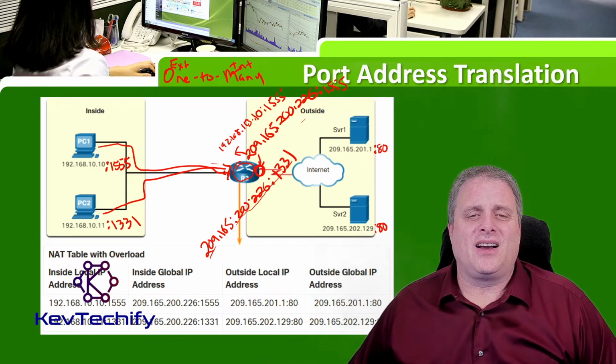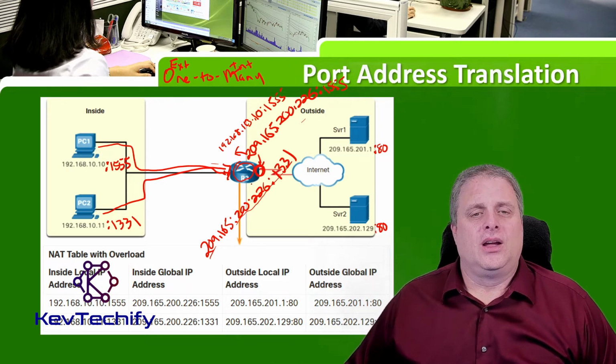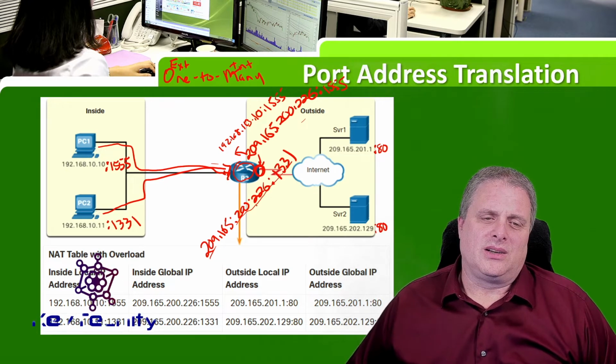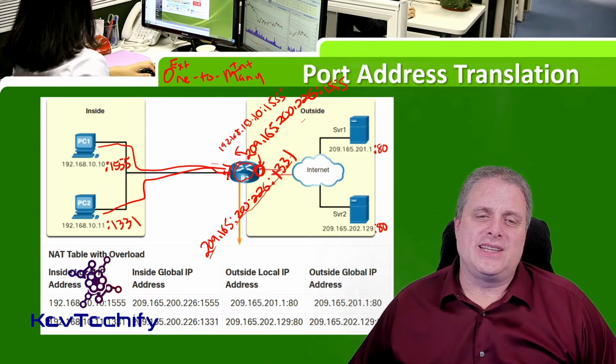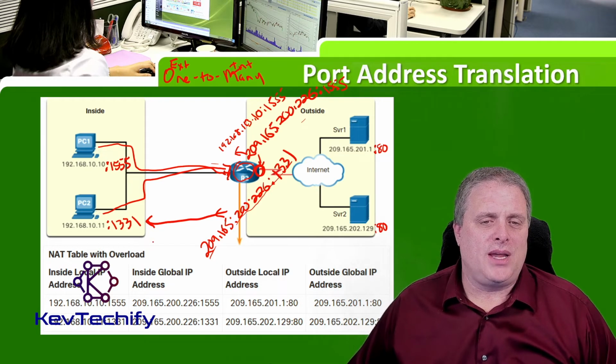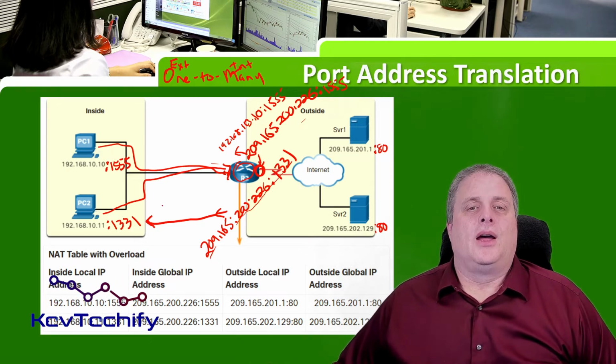R2 gets that in there, and it checks its address translation table, and it says, okay, the destination of this address to this port number actually translates to this PC. So let's go ahead and change that destination IP address and port number to our local one here inside of our network, and now we can deliver it.